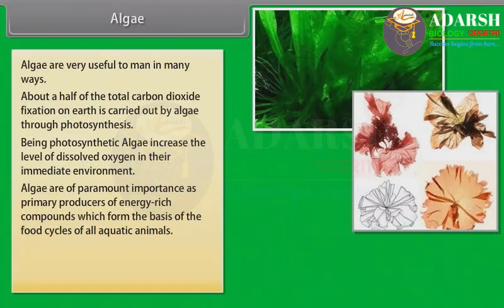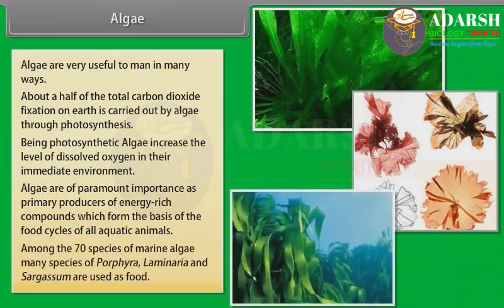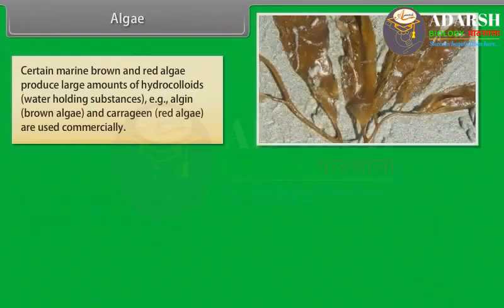all aquatic animals. Among the 70 species of marine algae, many species of Porphyra, Laminaria, and Sargassum are used as food. Certain marine brown and red algae produce large amounts of hydrocolloids, water-holding substances, that is, algin, brown algae, and carrageen, red algae, are used commercially.